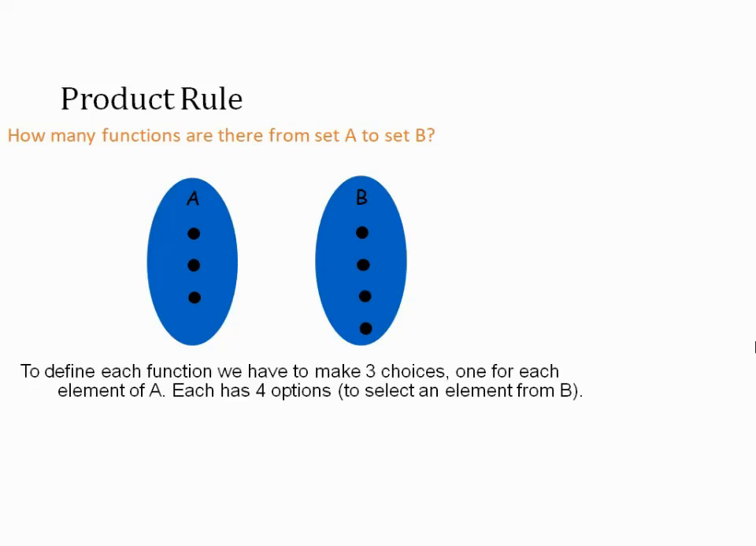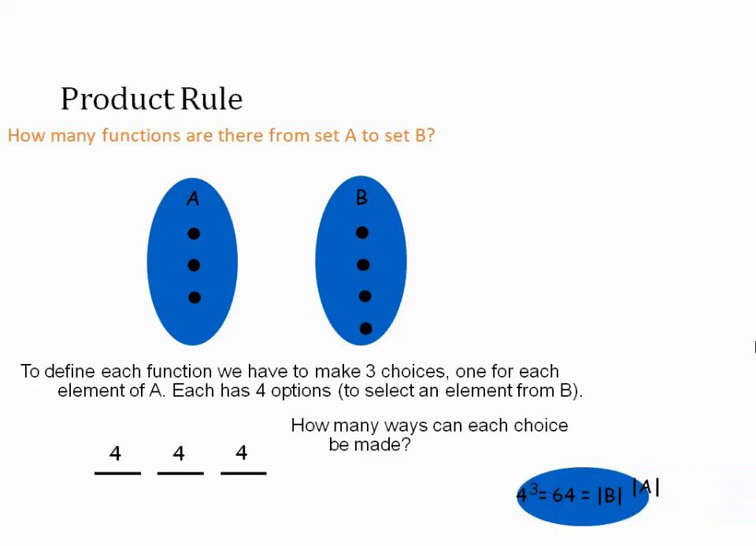To define each function, we have to make three choices, one for each element of A. Each has four options to select an element from B. So how many ways can this be made? Like 4, 4, 4, that means 4 cubed. There are four data points in B and 3 data points in A, so each data point in A has 4 possibilities of mapping. So 4 cubed, which is 64.